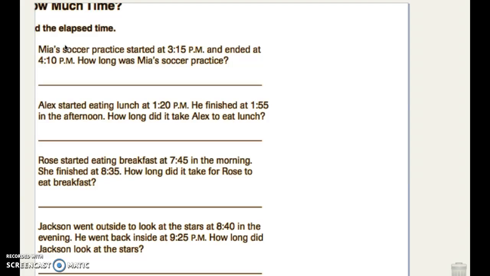Last week, when we talked about elapsed time, we were talking about how to measure that amount of time in minutes. So, elapsed time, remember, means the amount of time that's passed from the beginning of something to the end of something. And we learned three different strategies last week on how to do it. First, we learned using a number line.